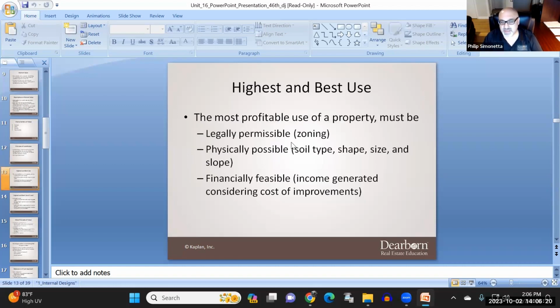Now you have the highest and best use. The highest and best use is the most profitable use of a property. It must be legally permissible by zoning, physically possible by soil type, shape, size, and slope, buildable, and financially feasible by income being generated, considering the cost of the improvements. Okay, so if you have a home on a corner of a busy intersection and it's zoned commercial, but it's a residential home, you can knock that home down and put a gas station there. That's the highest and best use, right? So you've got to figure out what's the highest and best use for this property.